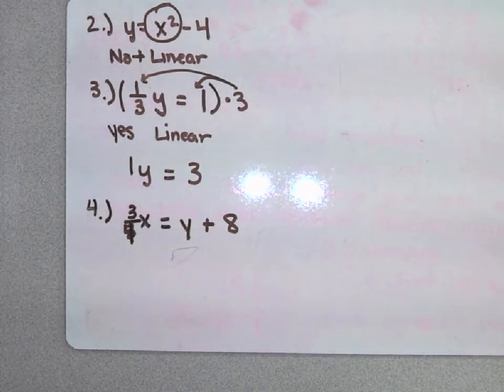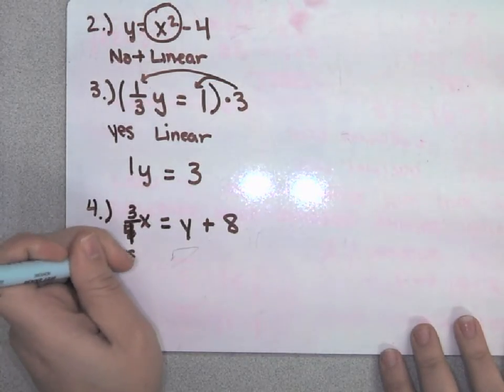So again, is this linear? Do my x's and my y's only have a power of 1, right? They're not multiplied by each other, right? And you have no variables in the bottom of a fraction. Okay, then we're good. So yes, it's linear.